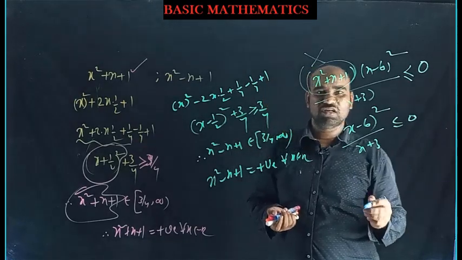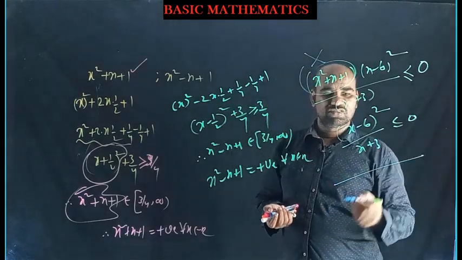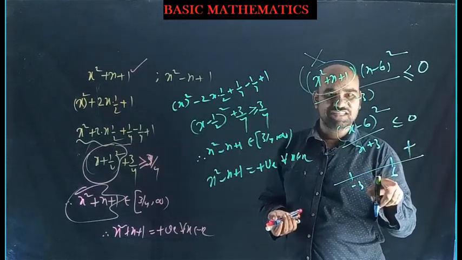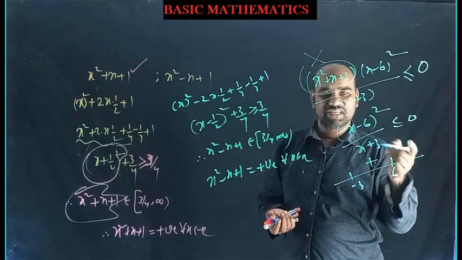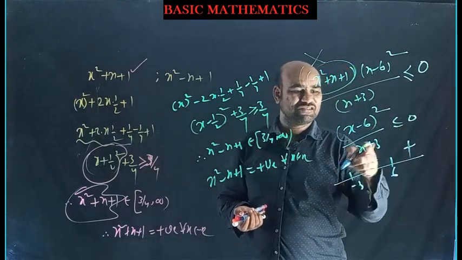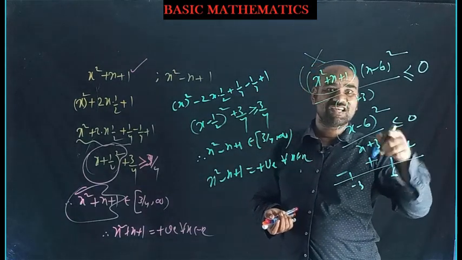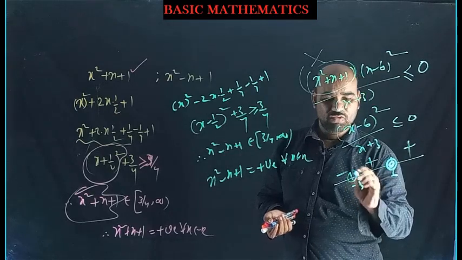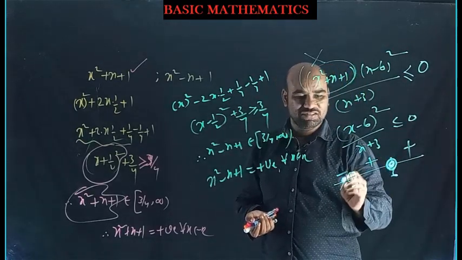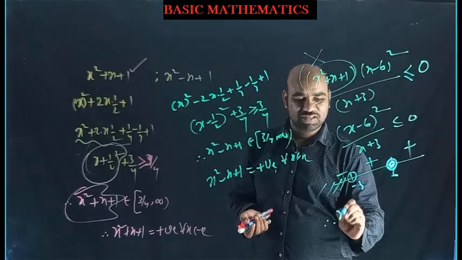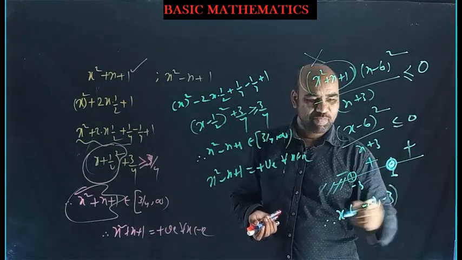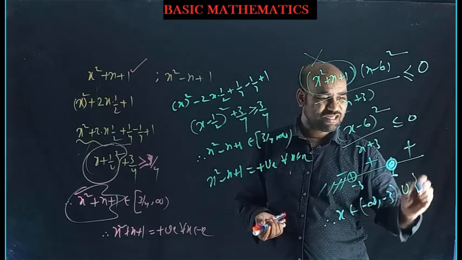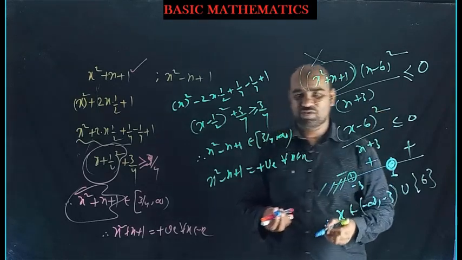Now I want to use a sign scheme. So minus 3, 6. Plus or minus depends upon the exponent of x minus 6: even, so the sign is again plus. Here odd, minus. We want less than or equal to 0, so the negative symbols. So 6 satisfies, minus 3 won't satisfy. Therefore what is the solution? x belongs to minus infinity to minus 3 open, union, one point 6 is missing here, set bracket 6. This is the solution of that problem.